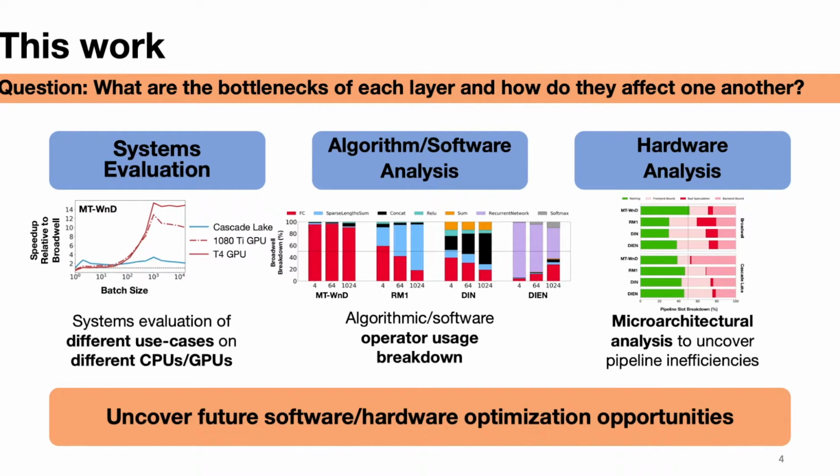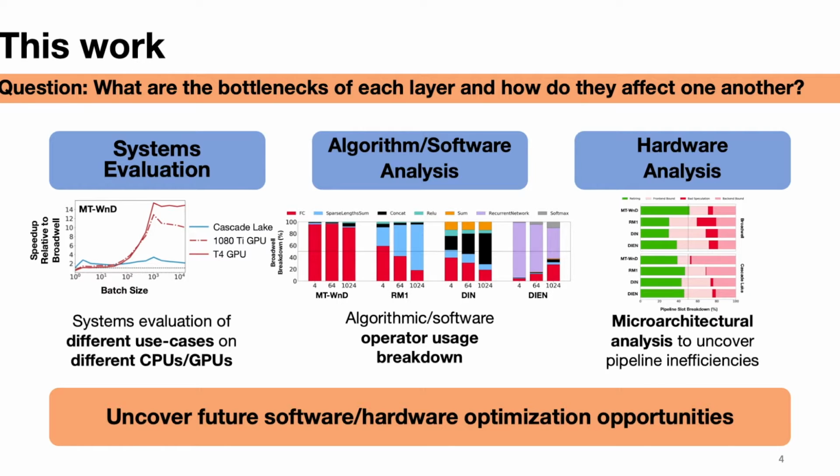So the key question that we want to answer for this work is, what are the bottlenecks of each layer and how do they affect one another? In order to answer this question, we first evaluated 8 industry representative recommendation algorithms on different systems platforms and use cases. We analyzed the performance trends of these models on server-class Broadwell and Cascade Lake machines, and also 1080 Ti and T4 GPUs. From here, we concluded that the optimal hardware and attainable acceleration vary based on model architecture and input use case.